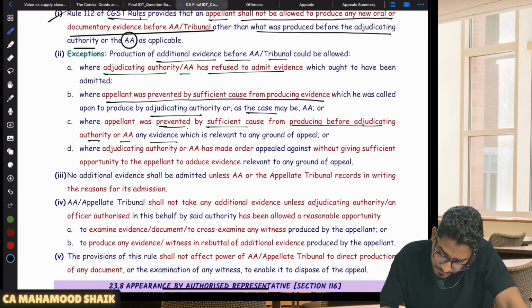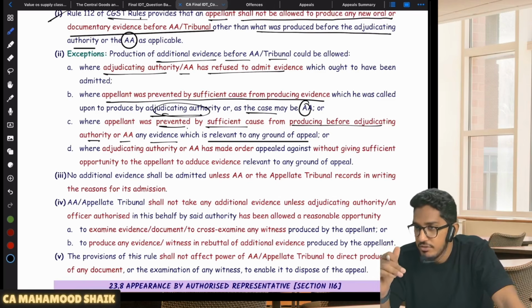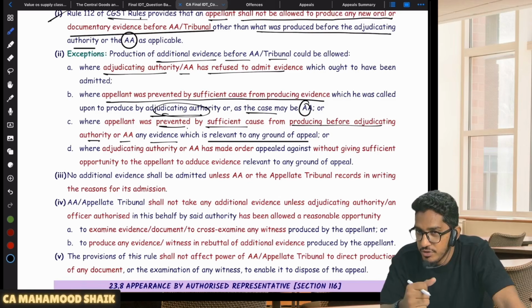evidence which is relevant to any ground of appeal. So this is for the previous point they told about the adjudicating authority. Now they are talking about the tribunal. In the previous point they say that when you are going for appeal to the appellate authority, you can say, sir, for the adjudicating authority, because of a reason I was unable to produce it, sir.